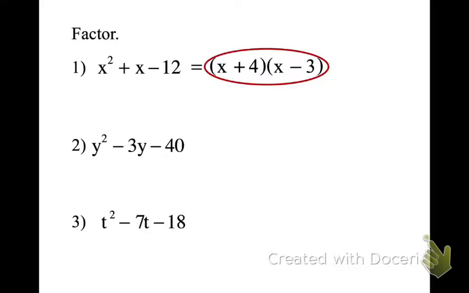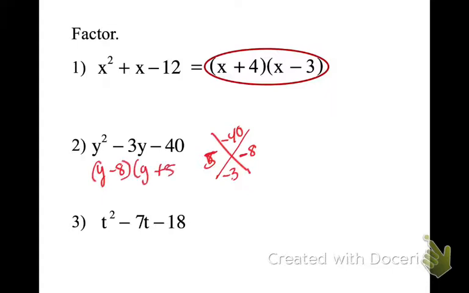What multiplies to negative 40 and adds to negative 3? 2 and 20, 5 and 8. So let's see. To get 3 negative, the 8 would have to be negative. So it's y minus 8 times y plus 5. Okay.